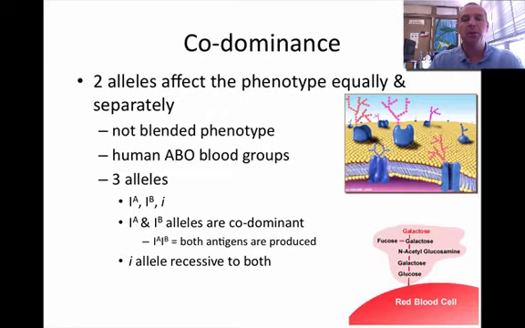Another type of inheritance pattern would be codominance. In codominance, you have two alleles that both affect the phenotype. You do not have a blending of the phenotypes, and you get both of them to appear. One such thing would be blood types. In blood types, you have three alleles: A, B, and i, which is O.